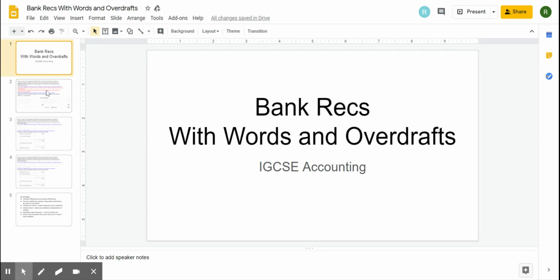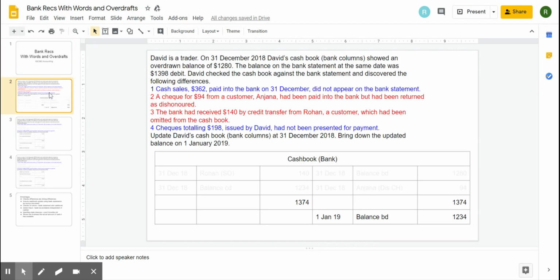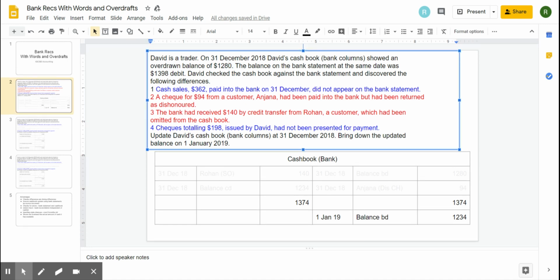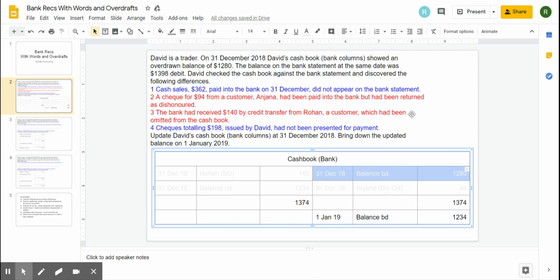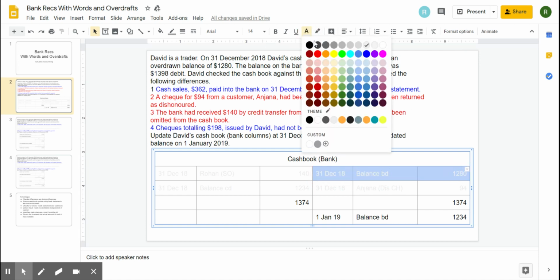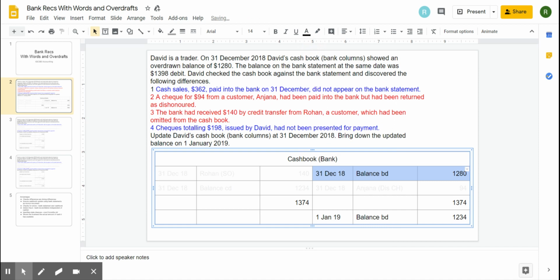So here we go. We've got a question here. I'll just give you a moment to read it. Okay, the key things on here. Okay, the cash book is showing that David is overdrawn. So that means that we need to have a credit entry in the cash book. So I've put a credit entry in there for the 31st of December 2018.